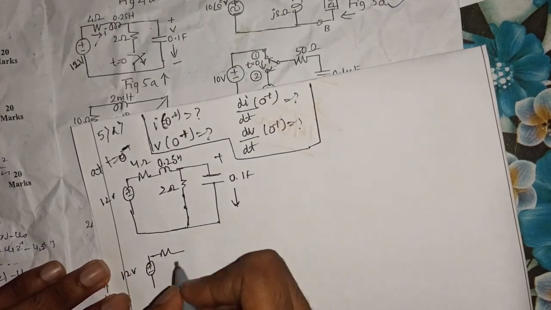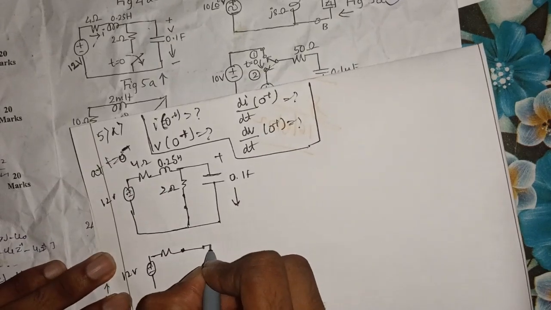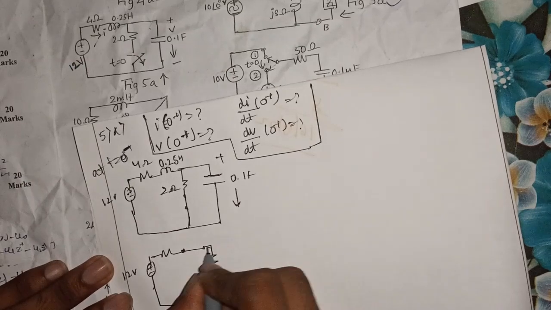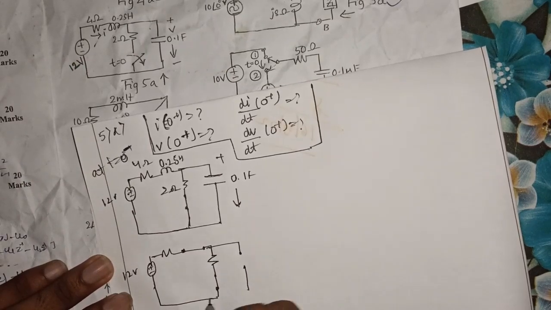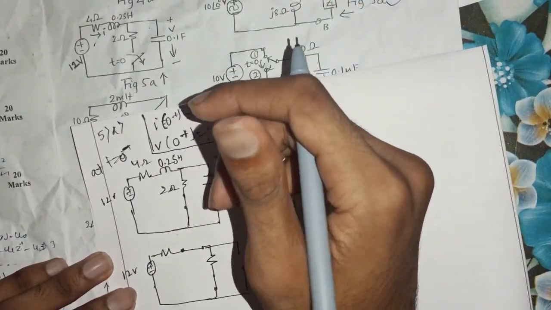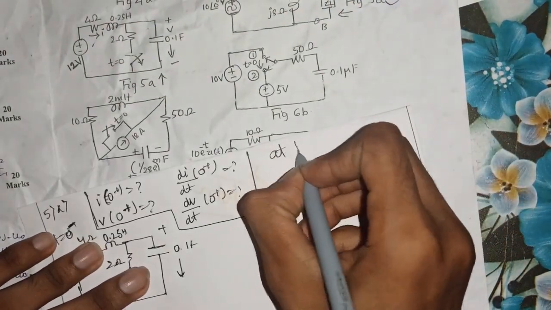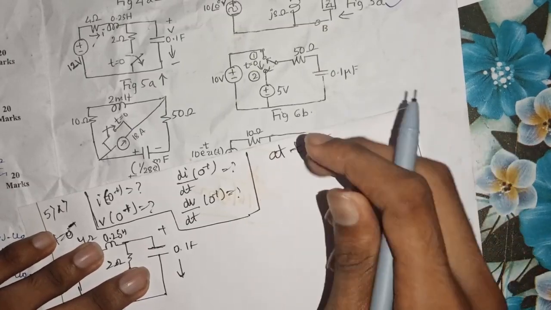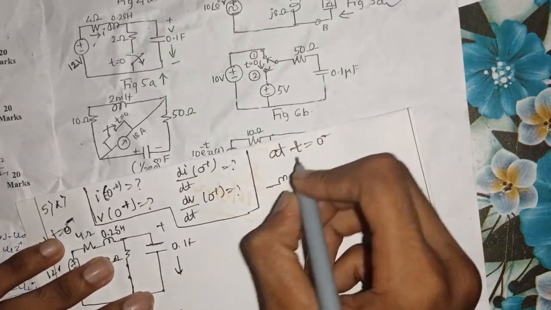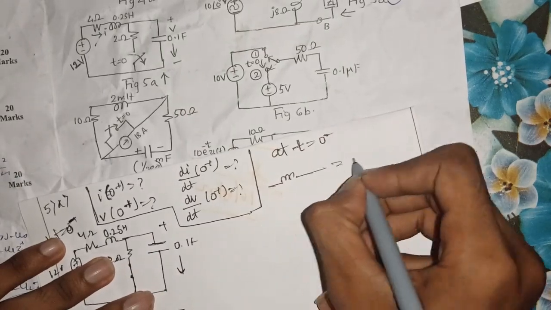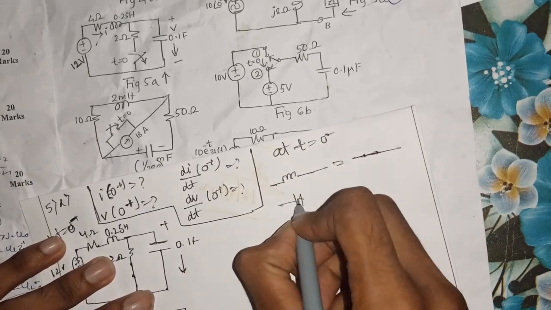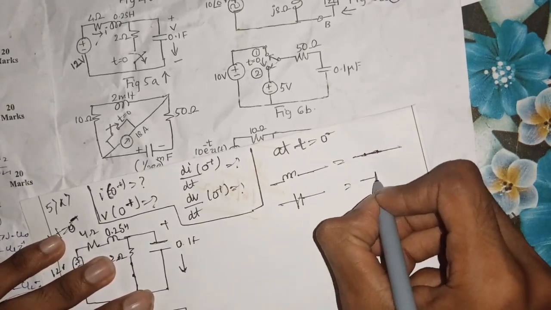Since it had been closed for a very long time, your inductor acts as a short circuit, whereas your capacitance acts as an open circuit. I assume that you know the basics of switching circuits. As a quick review, at t equal to 0 minus, that is for a very long time, the inductance acts as a short circuit, whereas your capacitance acts as an open circuit.